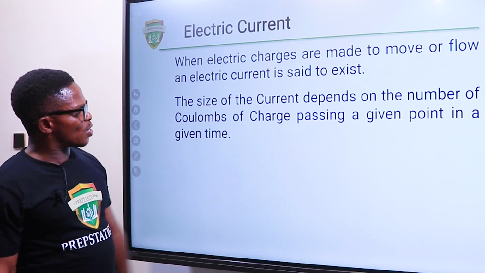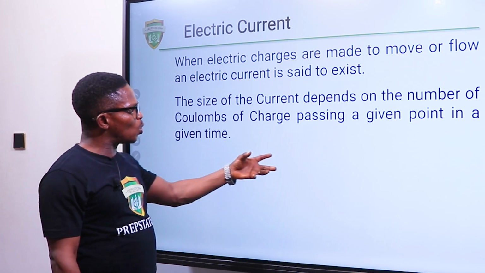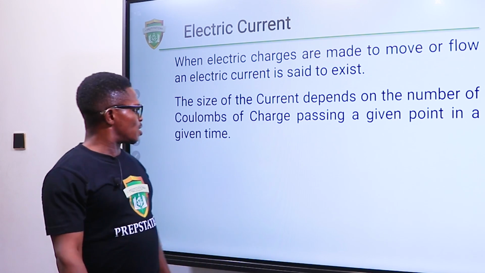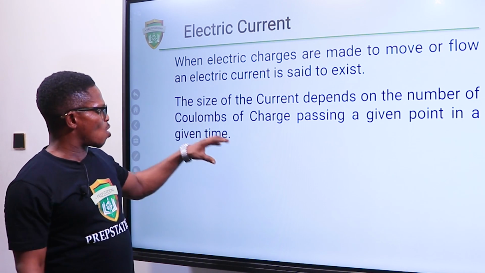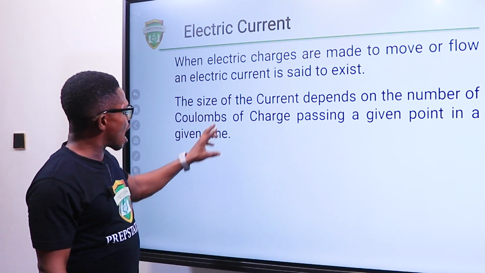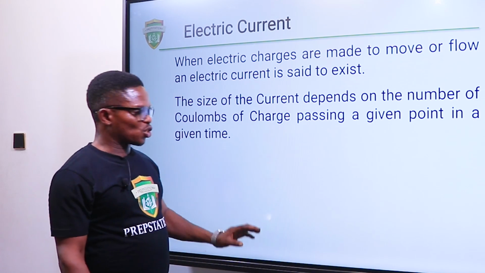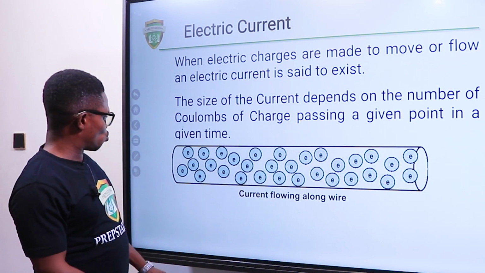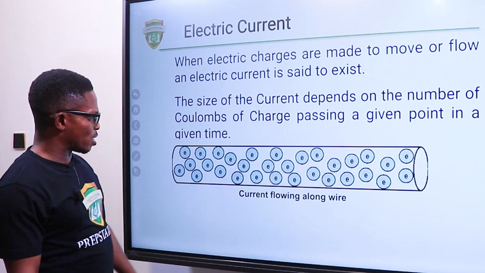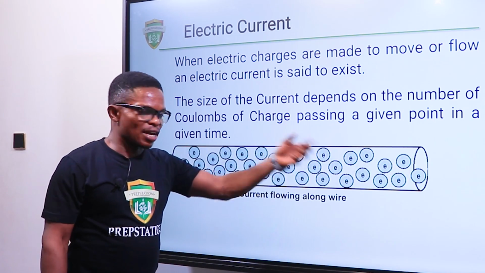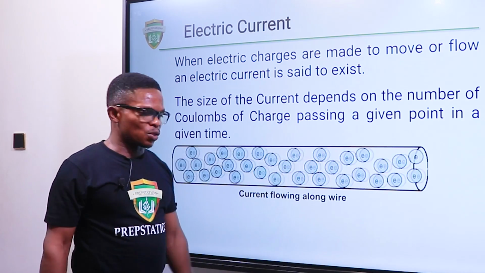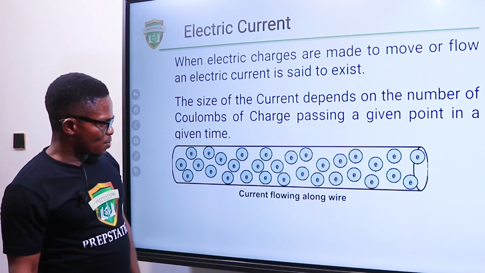Now, the size of the current depends on the number of coulombs of charge passing a given point. So that means the amount or the magnitude of current in a given circuit depends on how many coulombs of charge are subjected to pass through that particular conductor. So this is an example of what I'm talking about. This is a conductor, and here you have electrons. So as these electrons keep flowing through the conductor, current is generated.